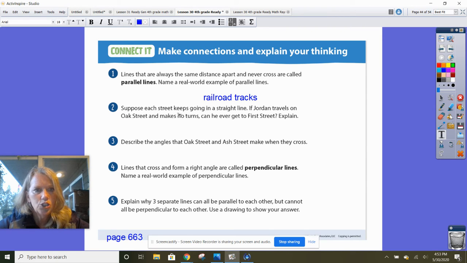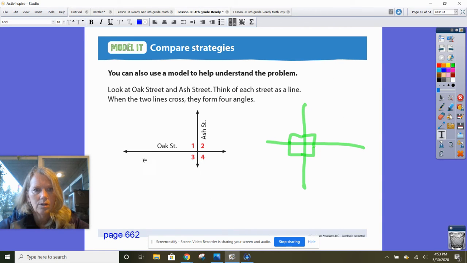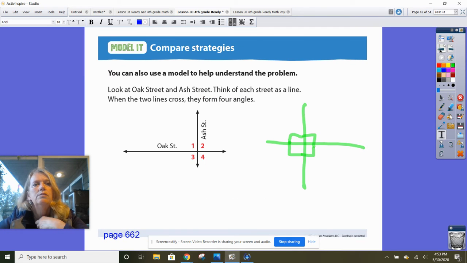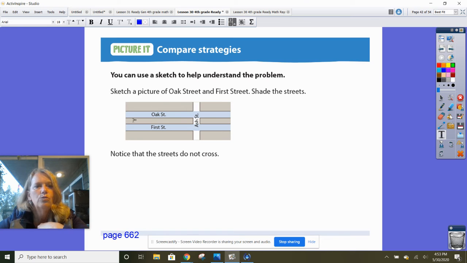Suppose each street keeps going in a straight line. If Jordan travels on Oak Street and makes no turns, can he ever get on First? He travels on Oak and makes no turns. Okay, kind of need to see the picture. If he travels on Oak, can he get to First? Traveling on Oak, can he get to First? No, it's parallel.